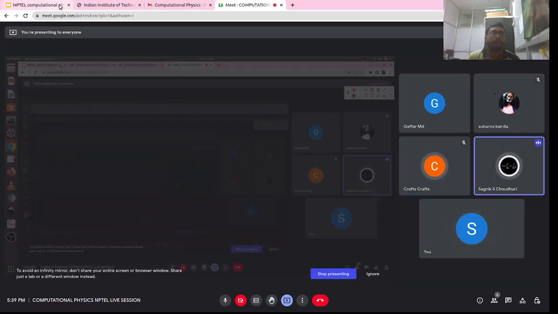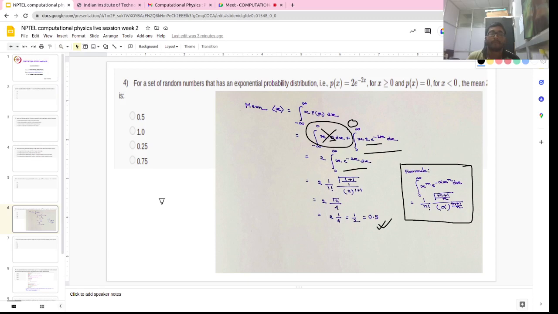Sir, can we think like that, since it is a one-sided uniform Gaussian function? Is it a Gaussian function? How can you tell this is a Gaussian function? No, sir. Sorry, sir. This is exponentially decaying. So we cannot think of a Gaussian function here.